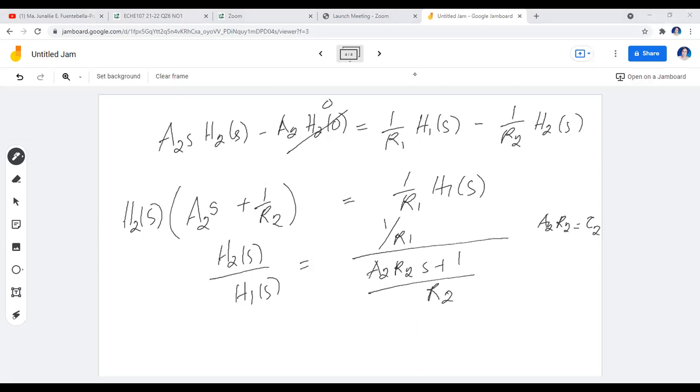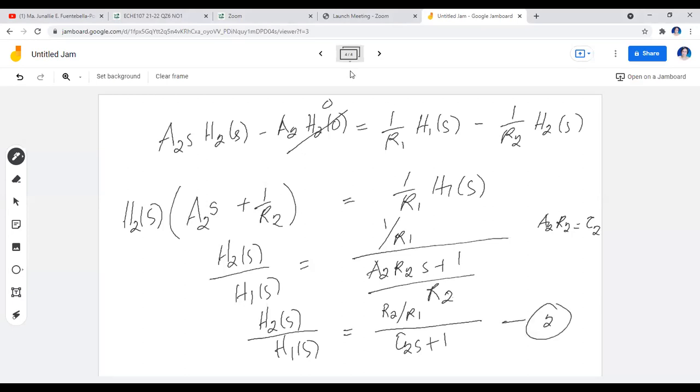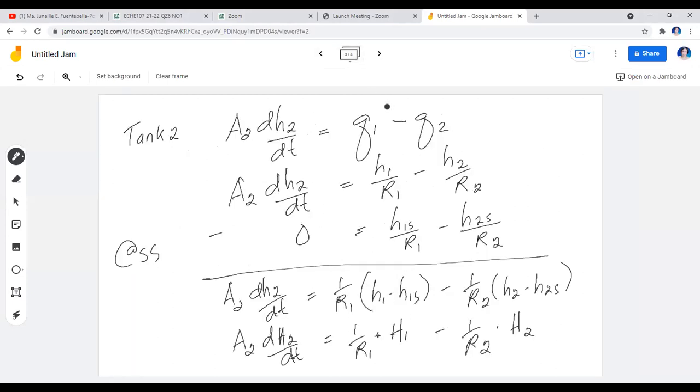Now then, I'll transfer this R2 in here. So H sub 2 of S over H sub 1 of S is equal to R sub 2 over R sub 1, then my denominator would be tau 2 S plus 1. This is, let's say, our equation 2, and this is our equation 1. The purpose of showing you the derivation is so that you will know how to derive later on when you do your own work, especially if you're given a different system.